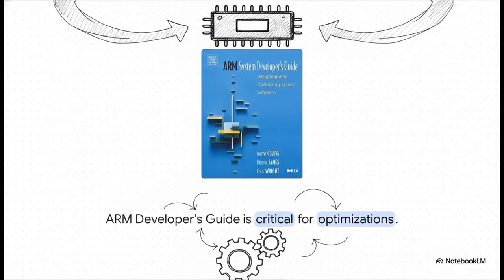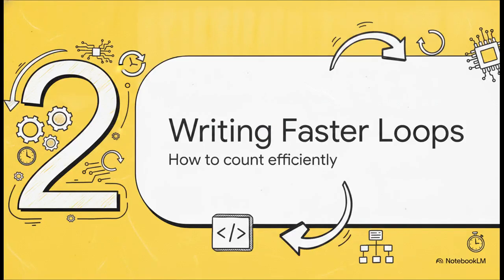So you try to be perfectly efficient, but you accidentally force the processor to do a whole bunch of extra work. This exact dynamic, that constant friction between the software you write and the physical processor architecture it runs on, is heavily detailed in essential resources like the ARM System Developer's Guide. Honestly, deeply knowing your specific hardware is absolutely half the battle here. Which brings us to Section 2, writing faster loops, and specifically how to count efficiently. Let's see how this builds into the everyday tasks we program.